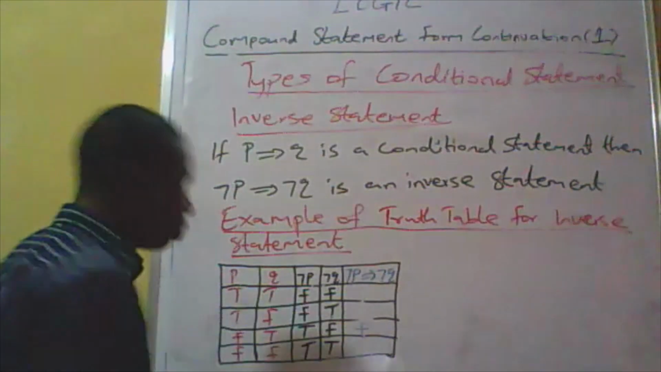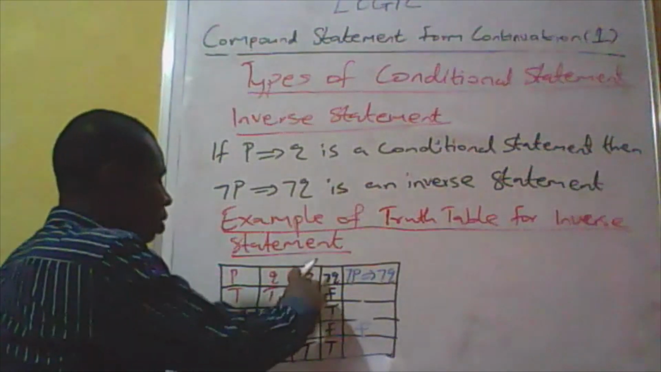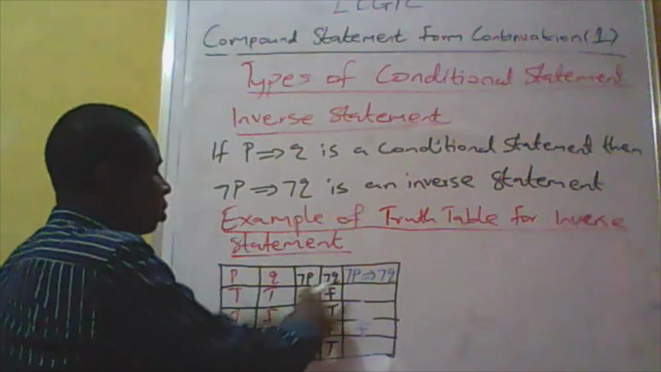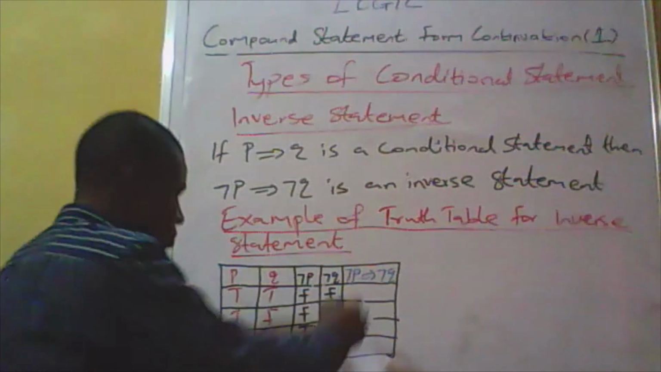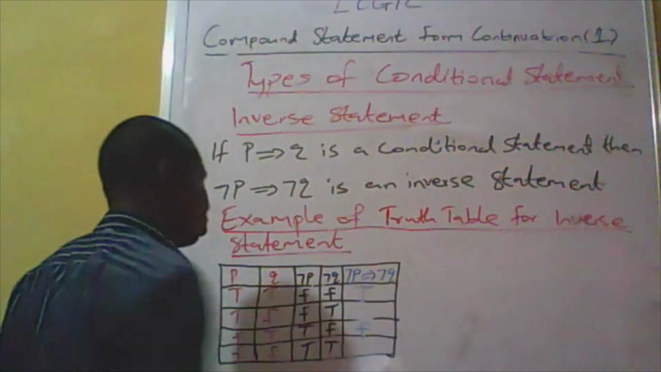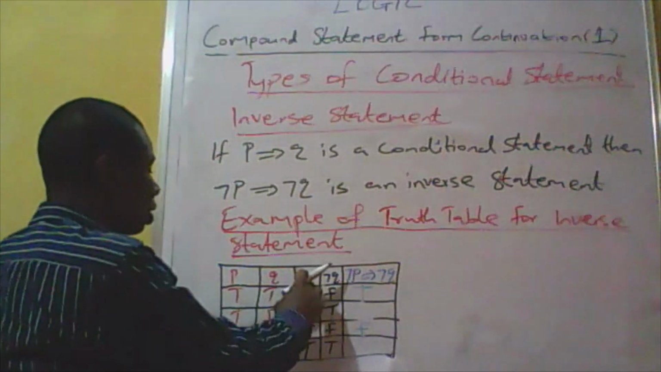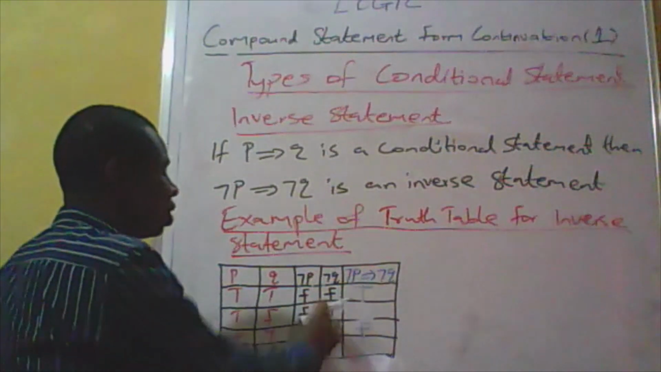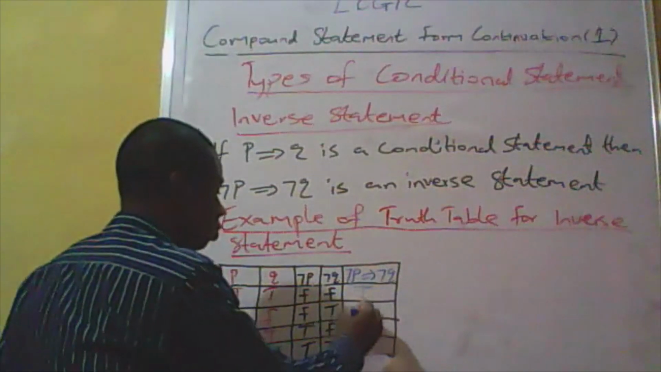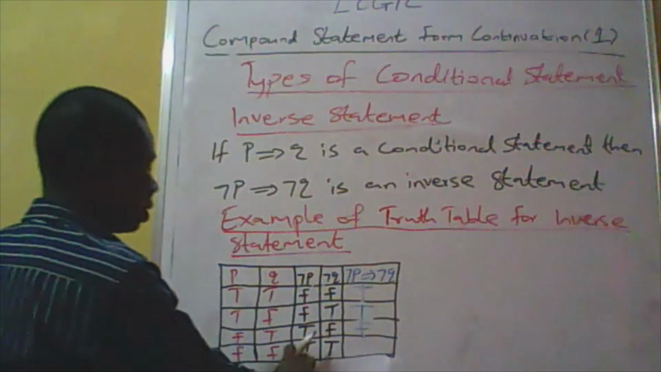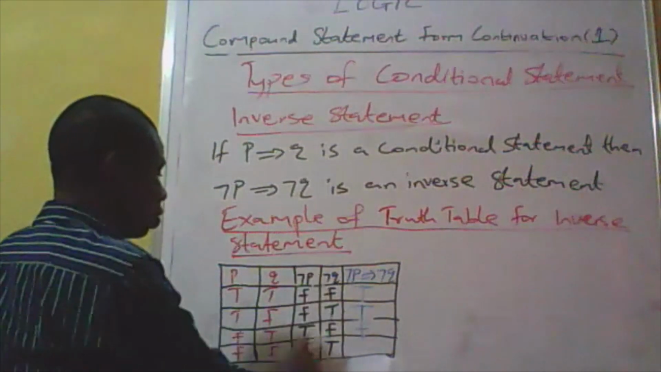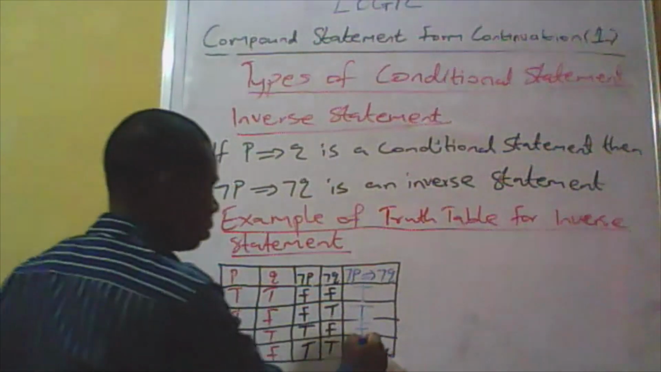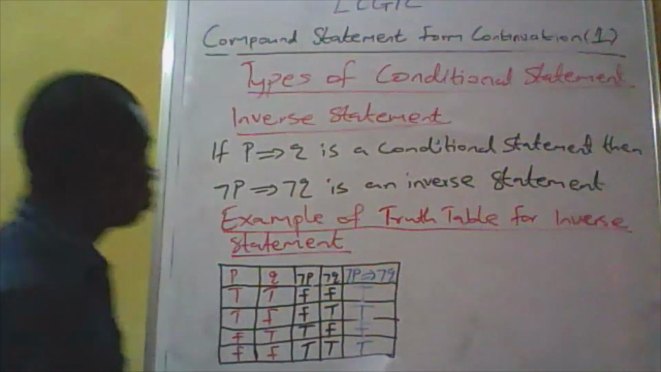Then the rest will be true. Here not P is assigned to F and not Q is assigned to F. That means F implies F will give us T. Here not P is assigned to F and not Q is assigned to T. It means that F implies T is T. Then here not P is assigned to T and not Q is assigned to T. That means T implies T is T. That is the truth table.